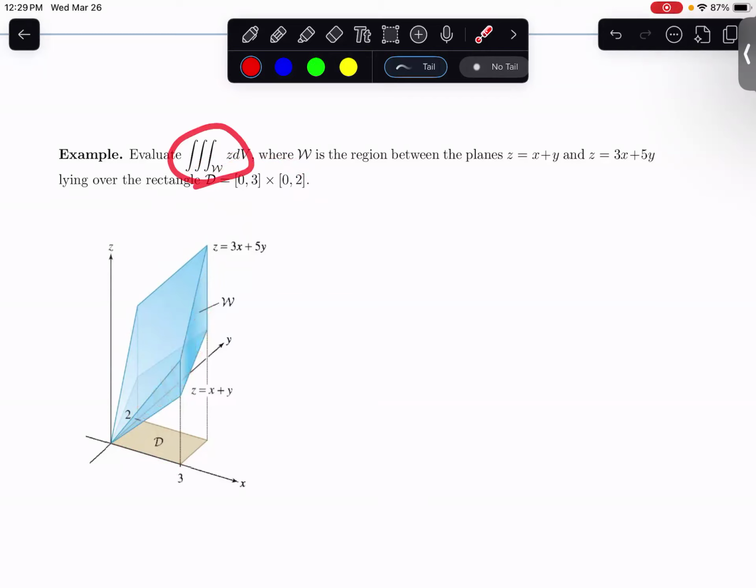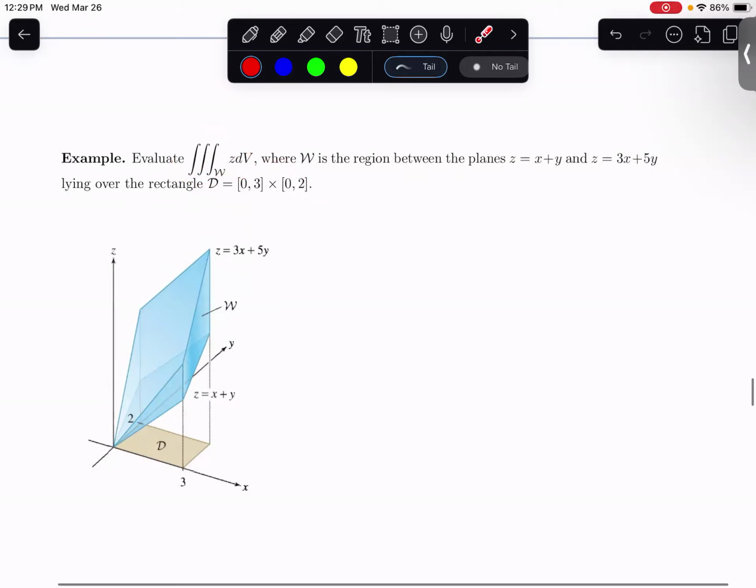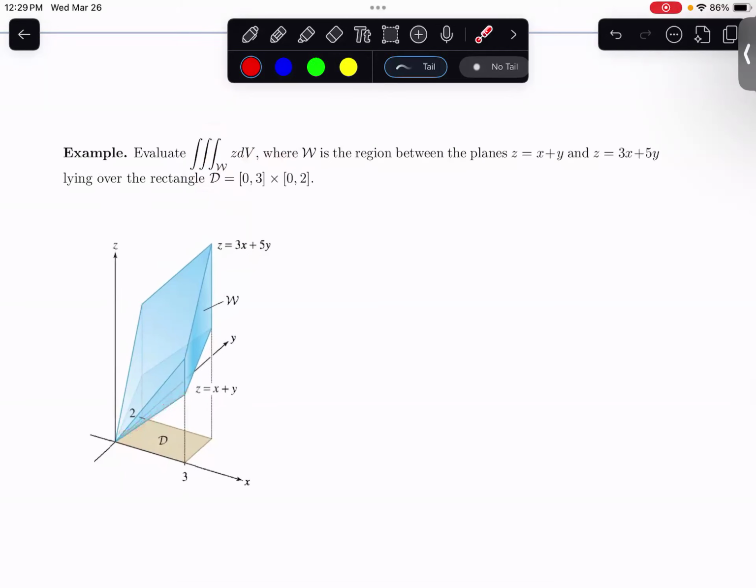Technically, this triple integral is going to give you something called hypervolume, which is like the volume of a 4-dimensional shape. Not that we know those exist or anything like that, but the actual application of triple integrals is to find mass and density. Usually that's how it's used in physics, or charge, which we'll see later on.